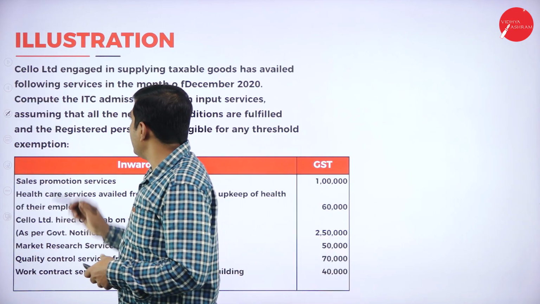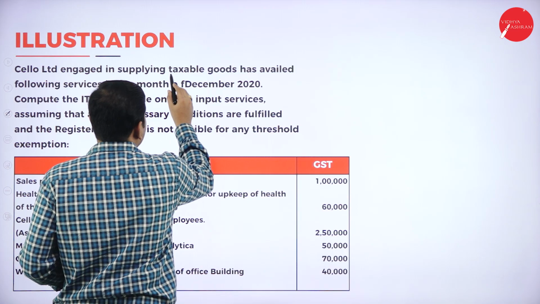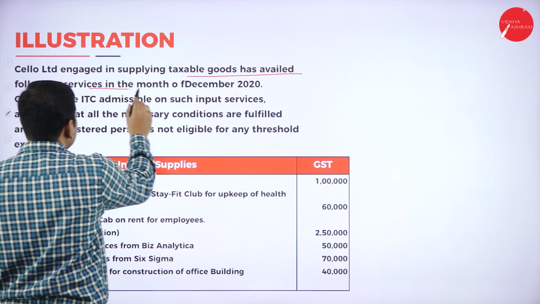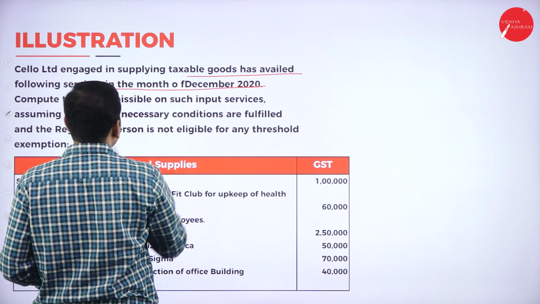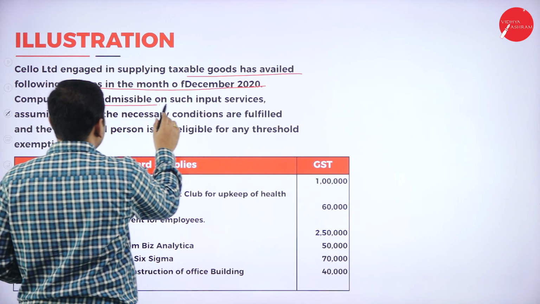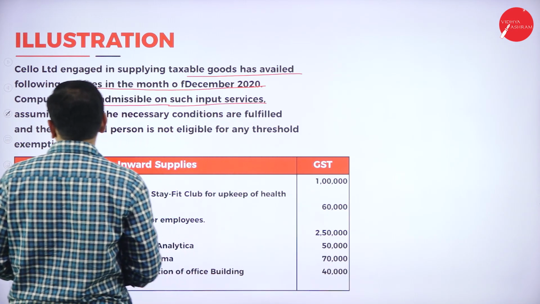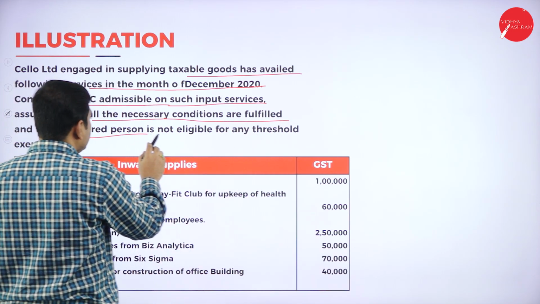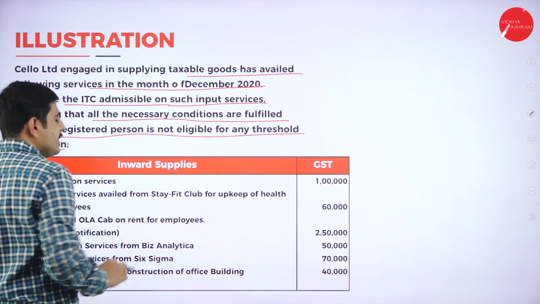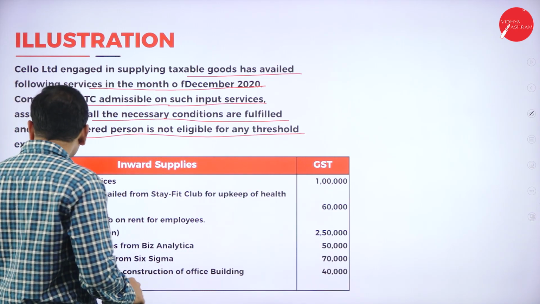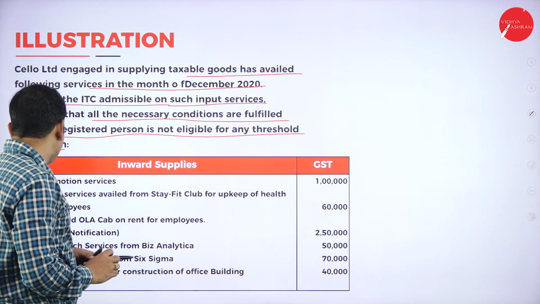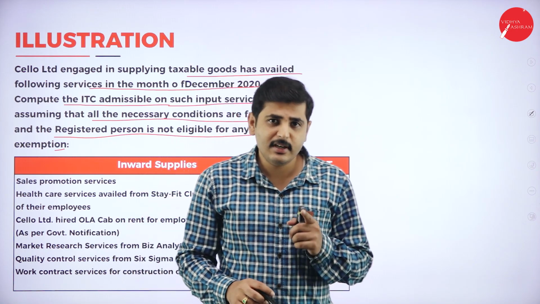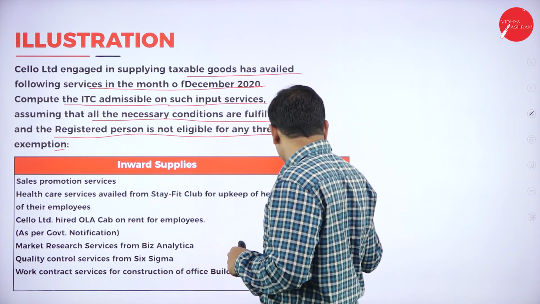Next one, Cello Limited, engaged in supplying taxable goods, has availed the following services in the month of December. Compute the ITC admissible on such input services, assuming that all the necessary conditions are fulfilled and the registered person is not eligible for any threshold exemption. Now let's go to the problem. First one, sales promotion service. Sales promotion service is done for the business purpose. So ITC is available for that.